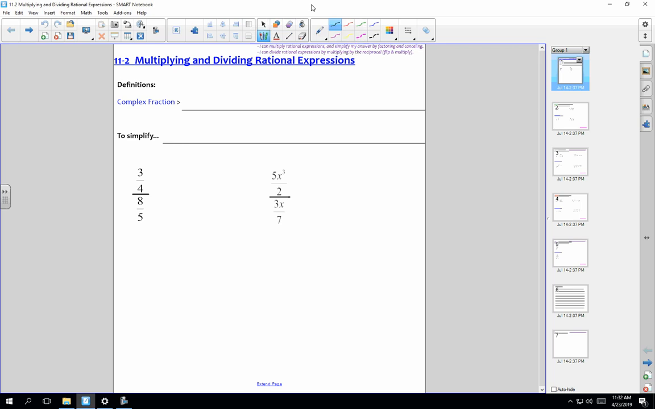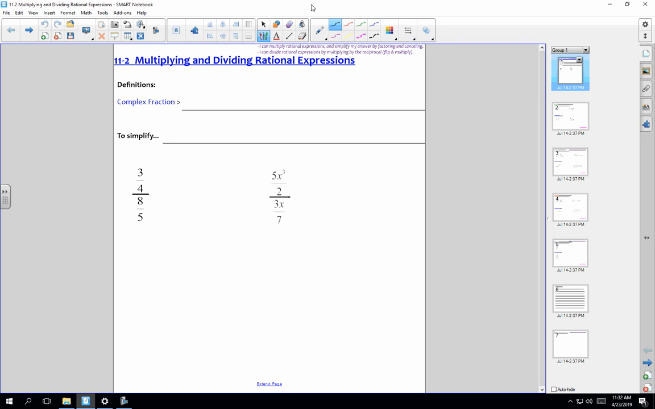Hey guys, this is 11.2, multiplying and dividing rational expressions. Very similar to what we did in 11.1, except instead of just simplifying a single fraction, you will be factoring and then simplifying or canceling two fractions.